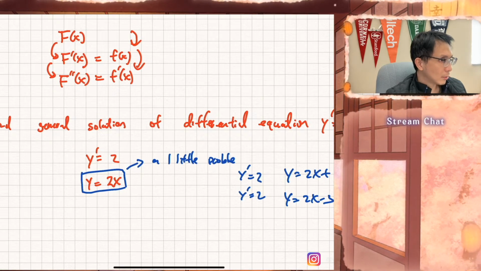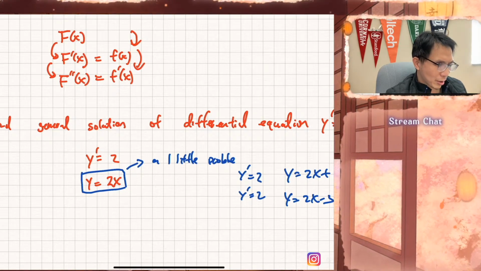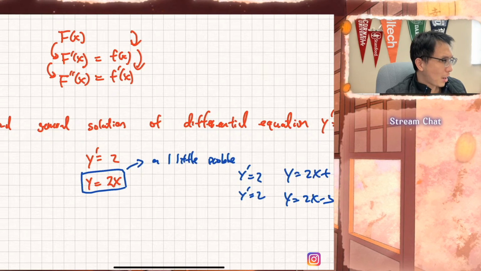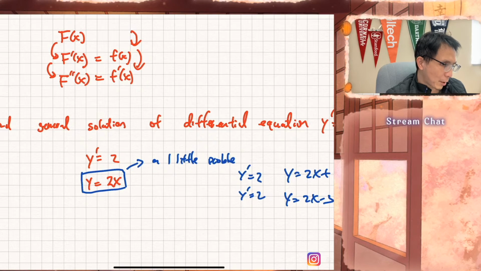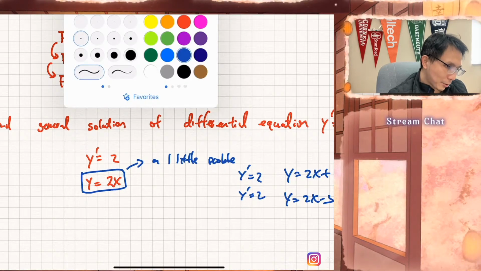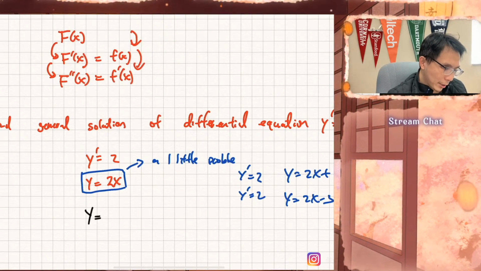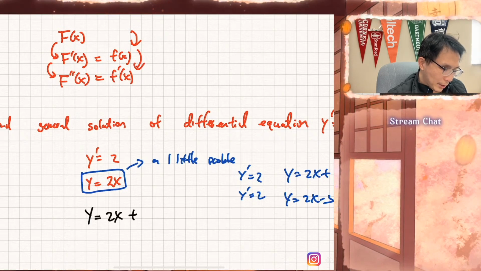So how do I know which one is which? The problem is you don't. So that's why I say there's a problem with that. A correct solution should look like this: y equals 2x plus some type of constant.